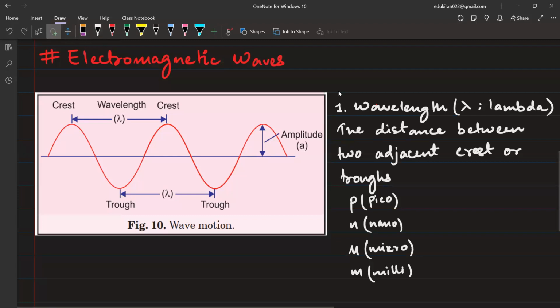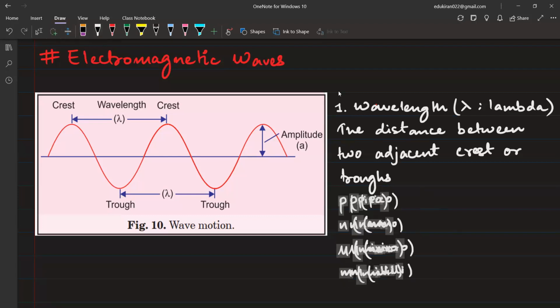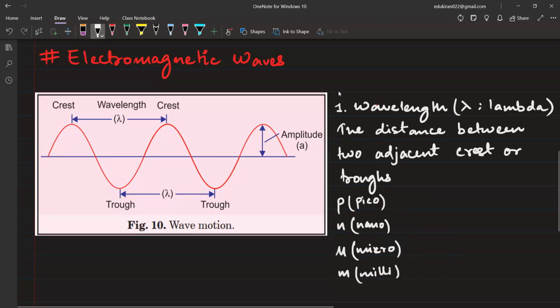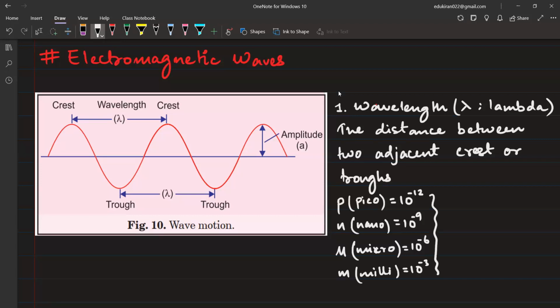So what is pico? Pico is 10 to the power minus 12. Nano means 10 to the power minus 9, micro is 10 to the power minus 6, and milli is 10 to the power minus 3. Now, if I have 1 picometer, then 1 means 1, pico means 10 to the power minus 12, and meter means meter. So I just replaced pico with the number that it represents.